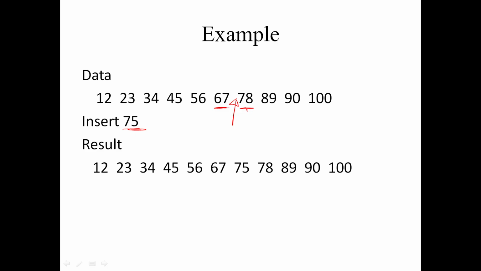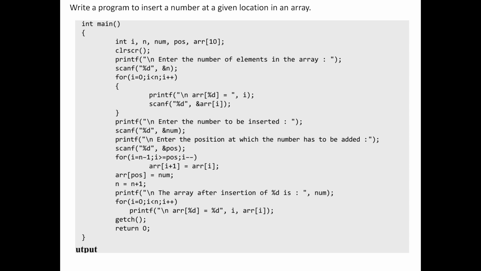So what we need to do, where do we start? Do we need to start from 78 or do we need to start from 100? We always need to start from the last element. Shift the last element one position right and then come to the next one. You move towards the left side. Then shift 90, then shift 89, then shift 78. There you get an empty location. Into that empty location insert 75. So that is how the algorithm works.